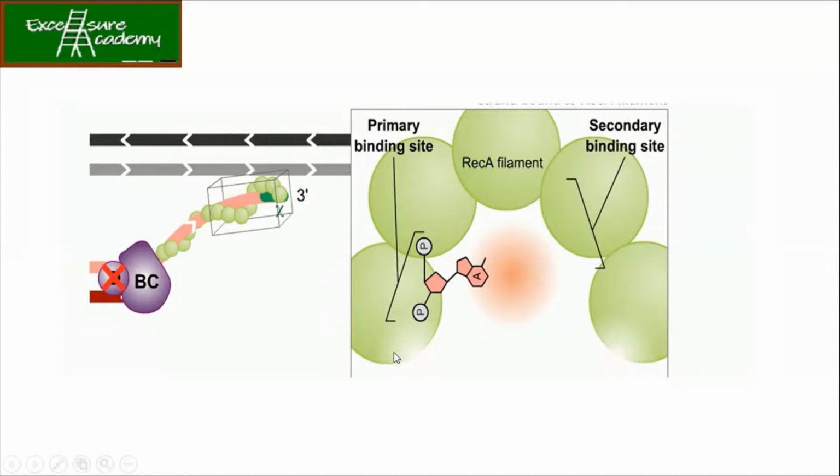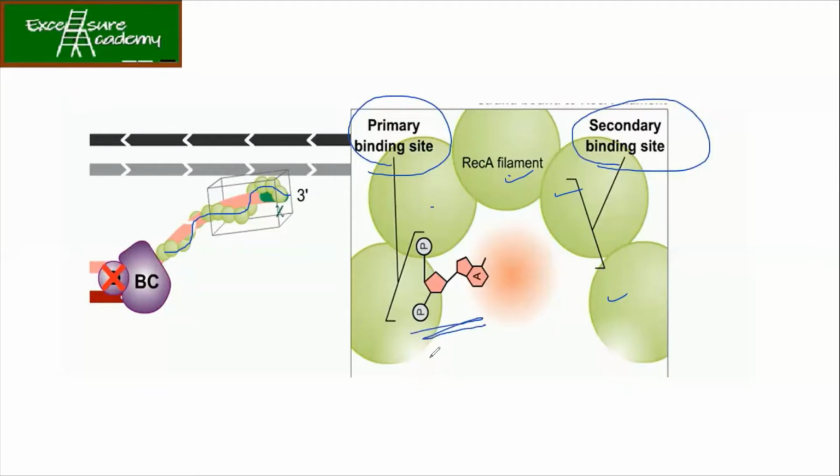Now, look at this figure. We have zoomed it over here. What we see here is this green color, big spheres are your RecA protein. Of course, when single monomers come together, it is known as a filament. Since it has been bound like this, it is now known as a filament. Now it has a primary binding site and a secondary binding site. Now this is important, okay? Can you see this nucleotide? Which one is it? This is your A, correct?